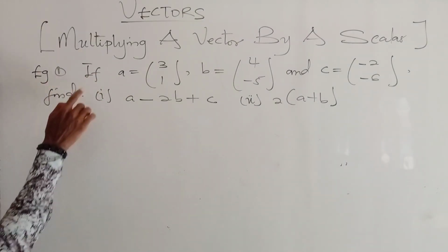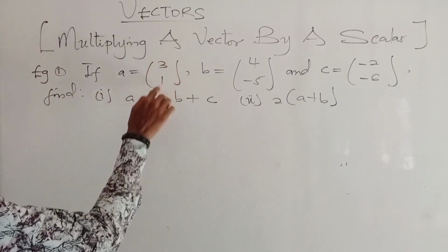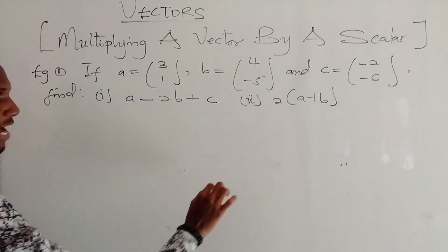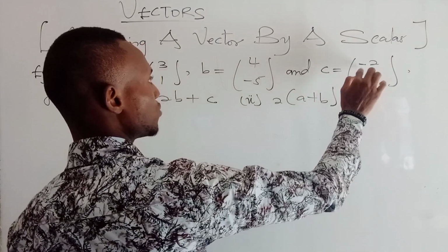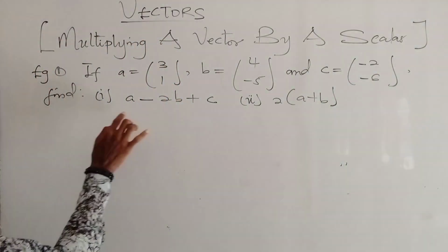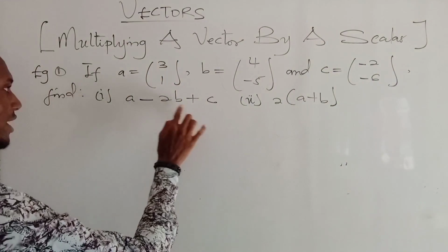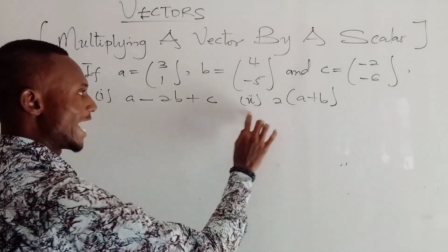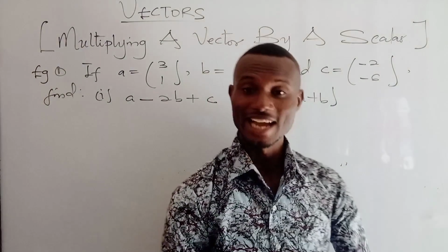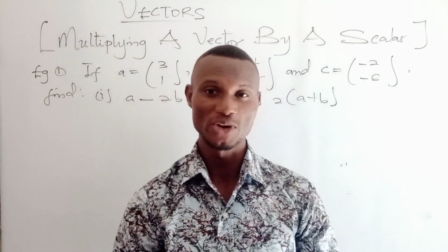Example 1 says that if a equals 3, 1, b equals 4, -5, and c equals -2, -6, we should find a minus 2b plus c, and 2 multiplying a plus b. So that's the question, and it's very simple. I'm going to do it with you.